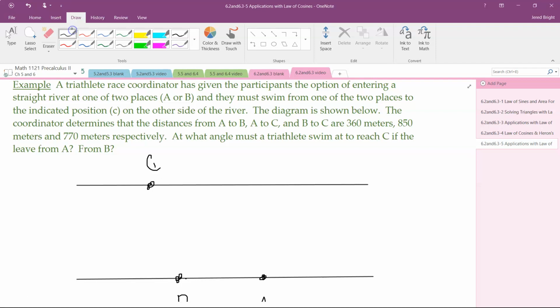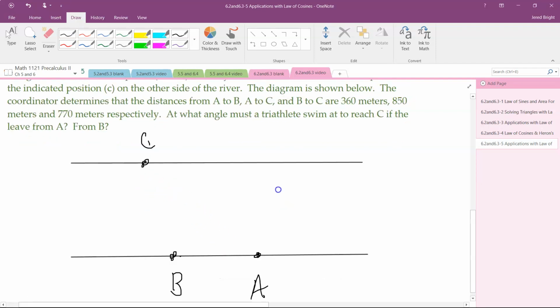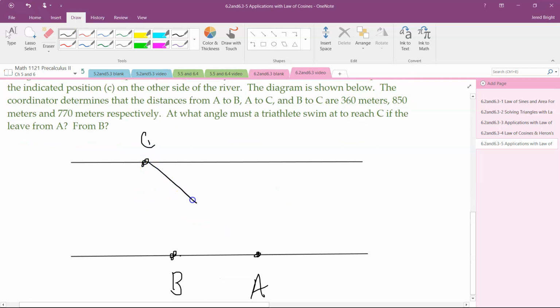In the context, it says that the triathlete can go from A to C or B to C, right, along one of these paths. And it says that from A to B is 360 meters. A to C is 850 meters. And B to C is 770. Okay, so we're getting another scenario where we're given all the sides, right?